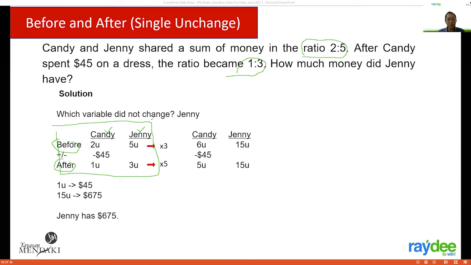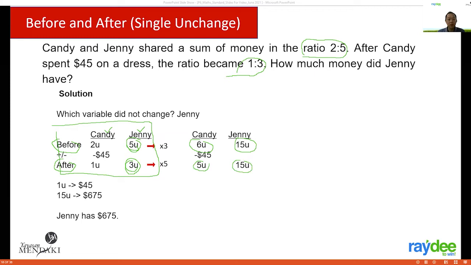However, if you look at the table, and which is what the question has presented to us, here it shows 5 and here it shows 3. So it doesn't make sense, okay, because they are supposed to be the same. So the trick to solving single unchanged question is to make this 5 and 3, to find the common multiple between 5 and 3. So what is the common multiple between 5 and 3? It's 15. So to make this 15, the first row got to multiply by 3. That is why we get 6 and 15 here. Now the second row, which is the after, you got to multiply by 5, which is why you get 5 and 15.